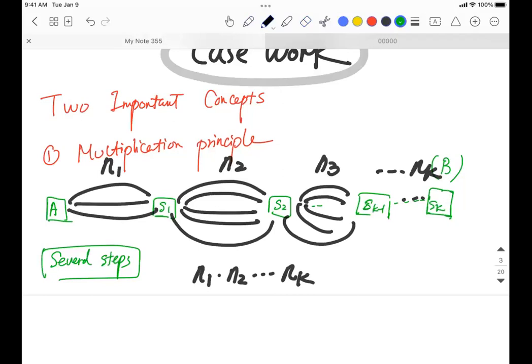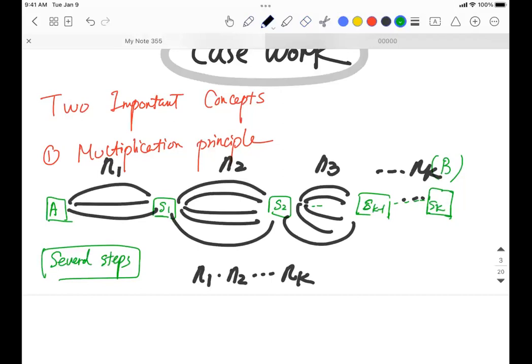You have to go to S2. You have to go to SK in order to finish everything. So therefore, the K steps have to collaborate together in order to make it work, right? And for each of the steps, you have N1, N2, all the way to NK different methodologies. So therefore, multiply them together, you get what you need.